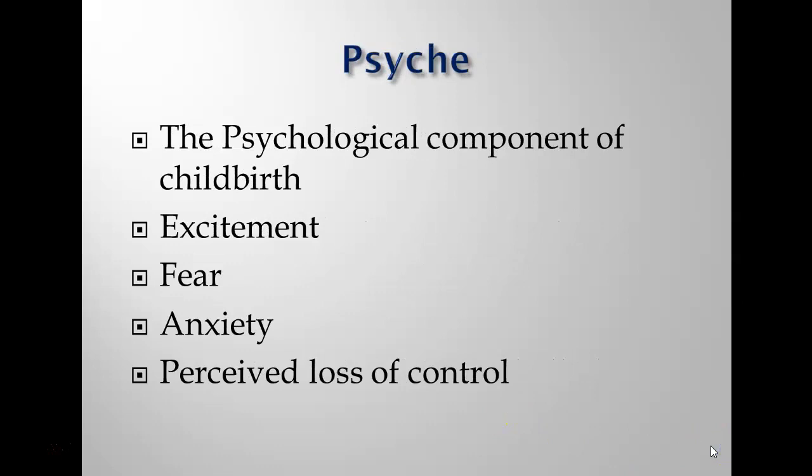And then the last P is the psyche, which is the psychological component of childbirth, which includes excitement and fear, anxiety, and a perceived loss of control.